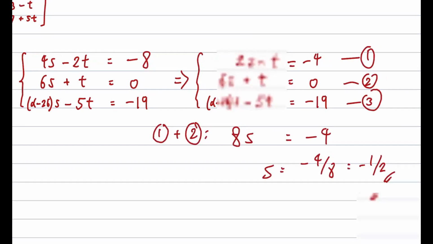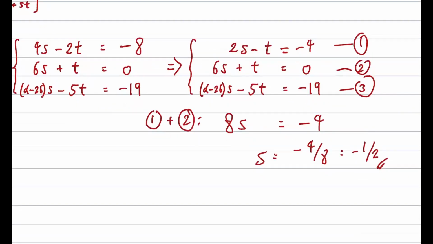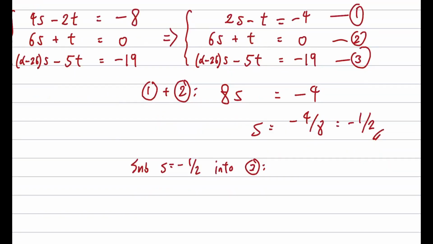Now that we have S, can we solve for T? We can sub S equal negative half into which one? The second one. Sure, the first one also okay, but definitely not the third one, because there's still an unknown alpha. So sub S equal negative half into equation 2, we get 6 times negative half plus T equals to 0.